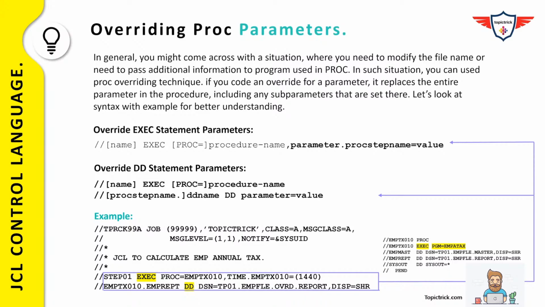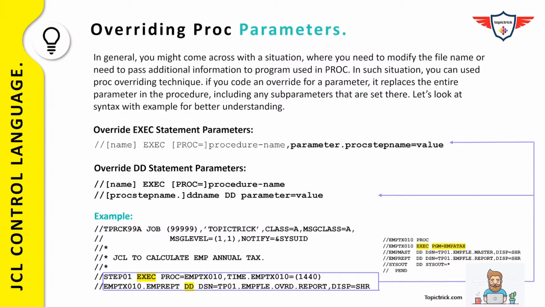EMPTX010. And what I'm doing is I'm just adding a keyword parameter, that is the TIME parameter, to the proc. And if you see the proc on the right hand side of your screen, you'll notice that there is no TIME parameter. So this is an additional parameter I'm adding to a step that is EMPTX010. And due to this reason only, I've specified the keyword TIME dot the step name of that particular proc, that is EMPTX010, and after that I've specified the value.